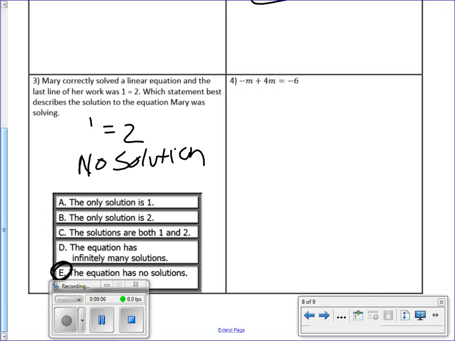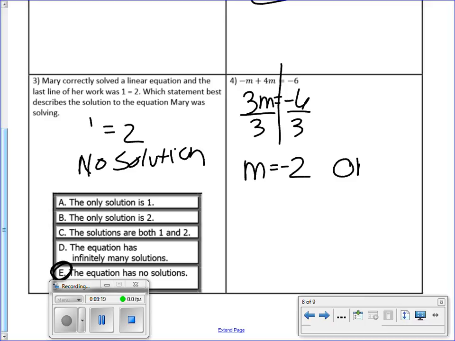And last but not least, negative m plus 4m together gives me positive 3m equals negative 6. Divide both sides by 3, and you get m equals negative 2. You have one solution.